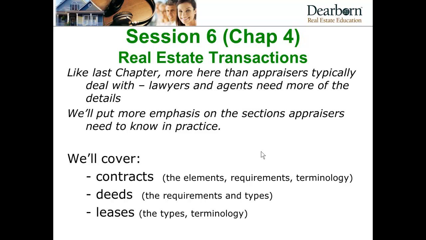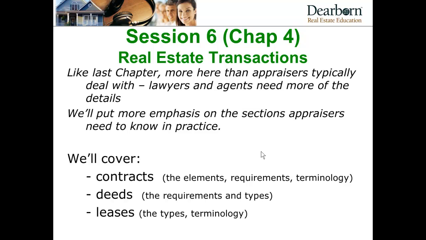And so as I say, we'll cover the elements of the contract, the requirements for a valid contract, and the terminology, which again, there'll be a lot of terminology here, and I'll focus on the ones that I think are important for us in appraisal practice. We'll talk about the requirements for deeds, which are similar to contracts, and the types of deeds that are used for real estate. And then with leases as well, talk about the types and a little bit of terminology there.